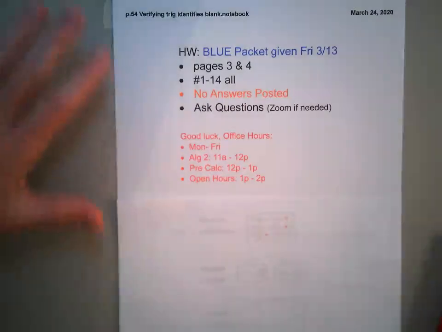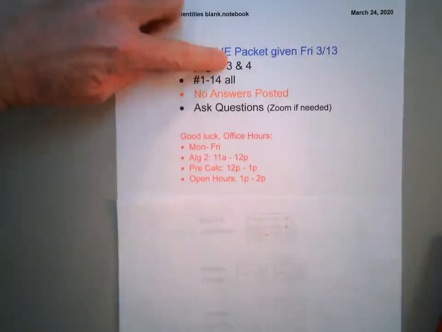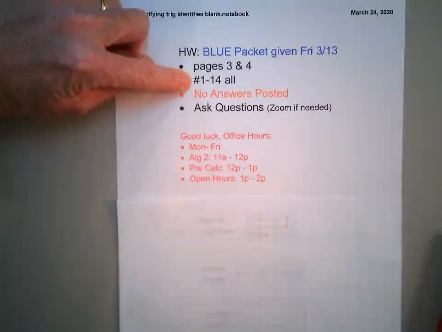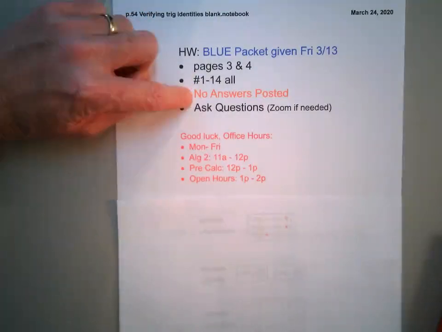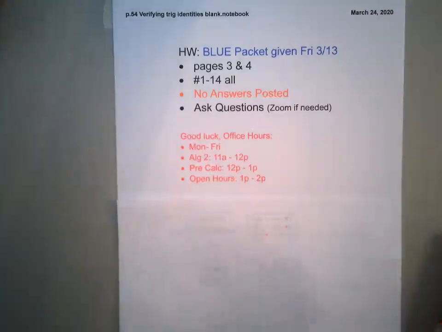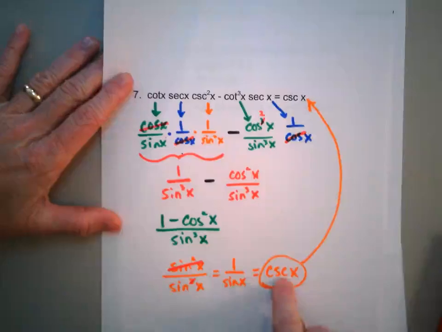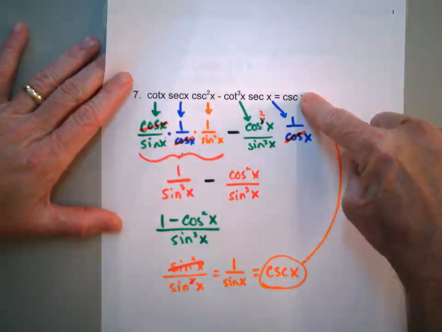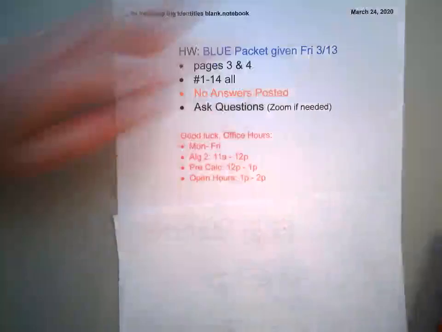Here's your assignment. Again, the blue packet that was given to you last Friday when we were last together. Pages 3 and 4 are 14 verifying problems. There will be no answers posted because your answer may be different from mine. As you finish a problem, you're supposed to know that it matches one of the right or the left-hand side. So hopefully you'll know if you got it right or not.